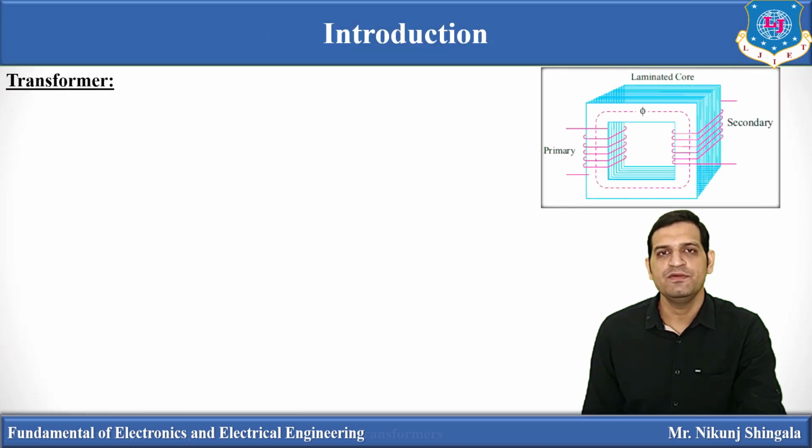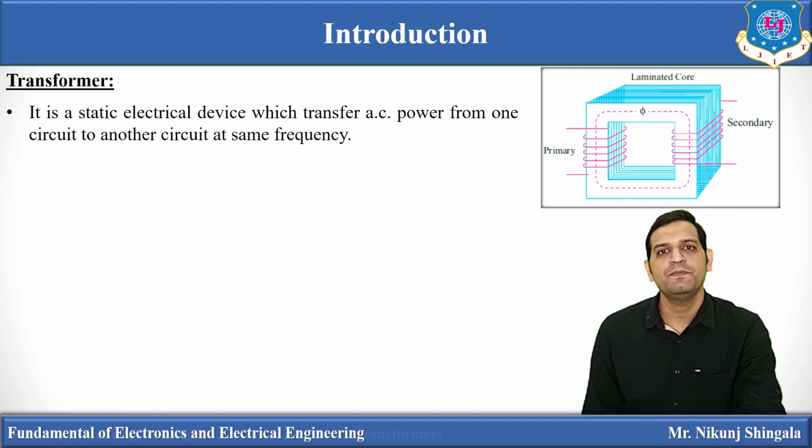Basically, a transformer is a static device which is used to step up or step down the voltage. It transfers the power from one circuit to the other circuit. A transformer always works on AC supply. It does not work on DC supply. So it transfers AC power from one circuit to the other circuit, but it does this operation with the same frequency. That means its input and output have the same frequency.